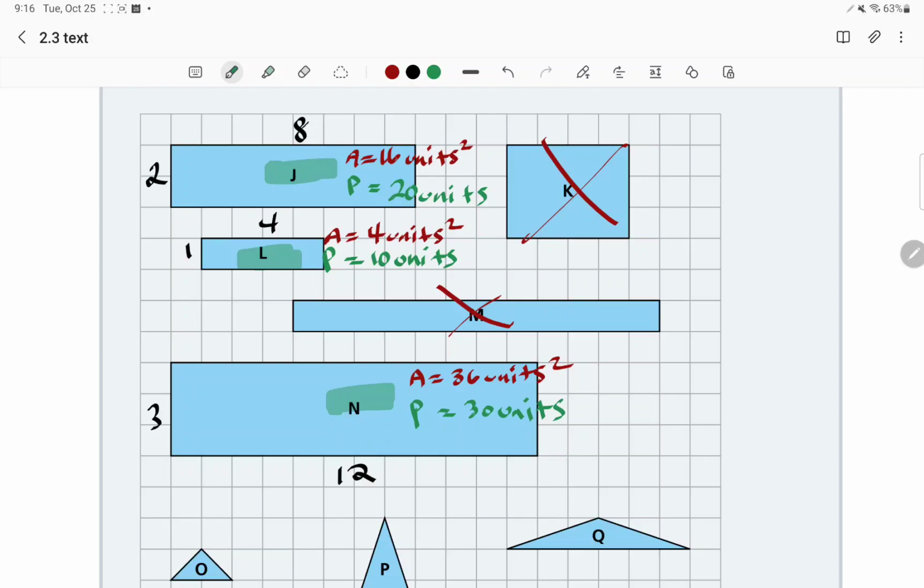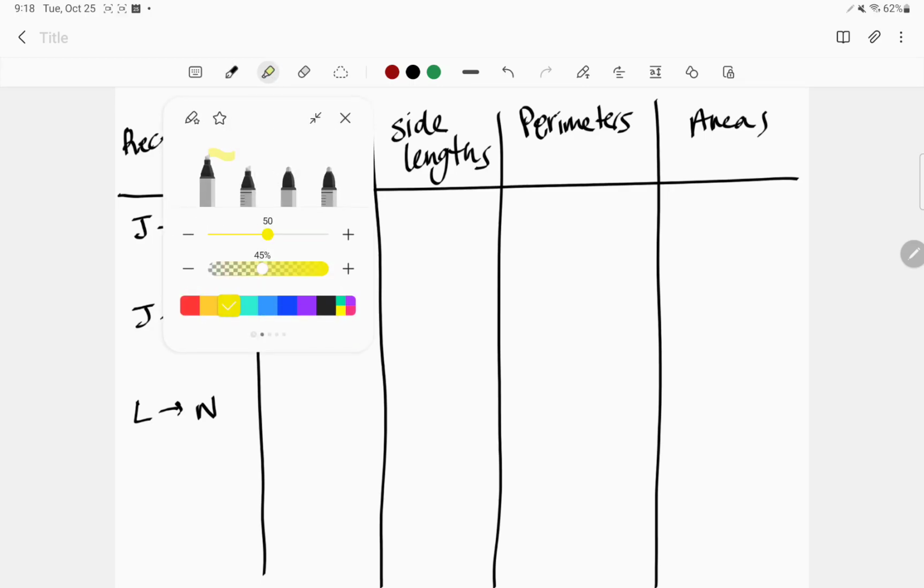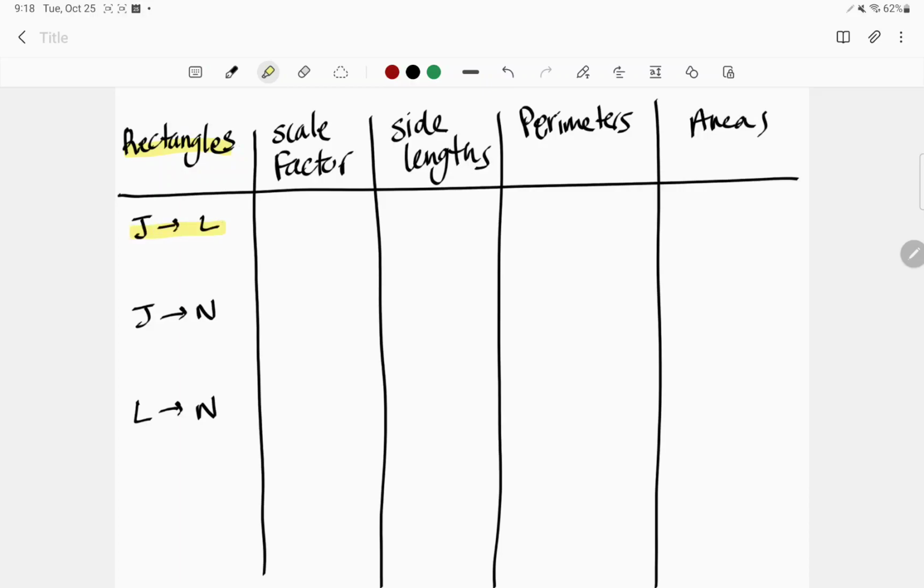And now I'm going to help you set up a table to answer the rest of these questions for part A. Let's go ahead and set up our table to look something like this, where we're looking at the rectangle comparisons. Like we're looking from J to L, what's the scale factor? From J to N, what's the scale factor? And from L to N, what's the scale factor? All of your columns would then be scale factor, side length, perimeters, and areas. Go ahead and pause the video, set this up, and then come back so we can continue filling this out.